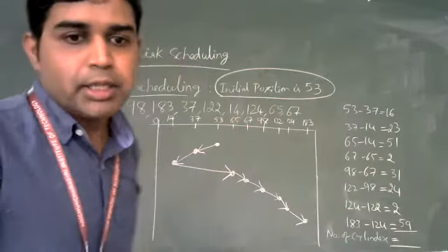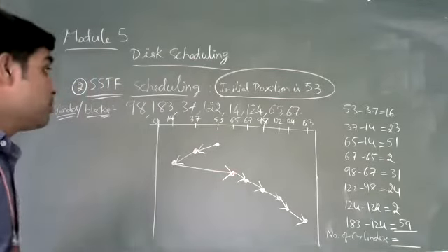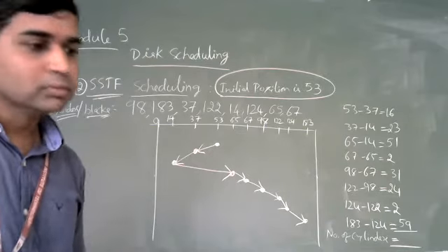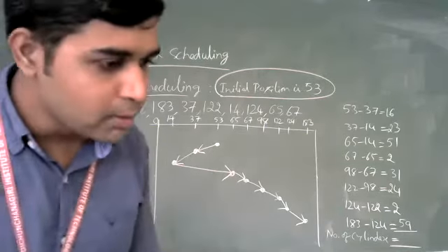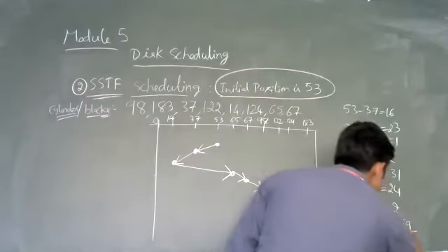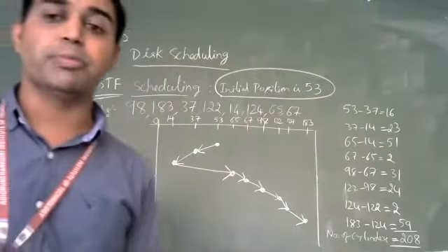So add them and tell me how much you get. Number of cylinders, how much will you get? 208. Right. So that is the answer for your problem.